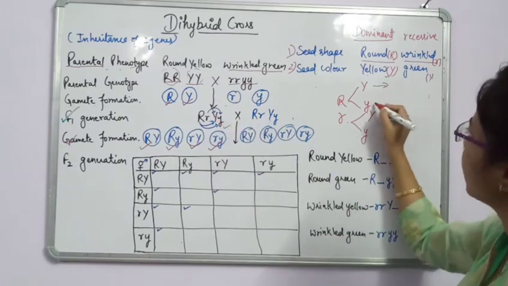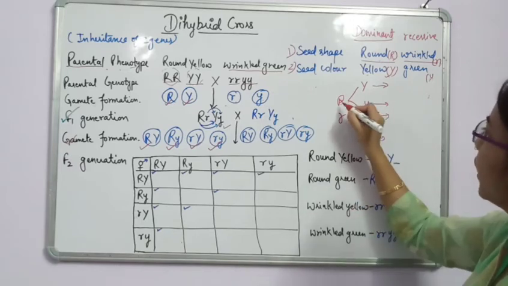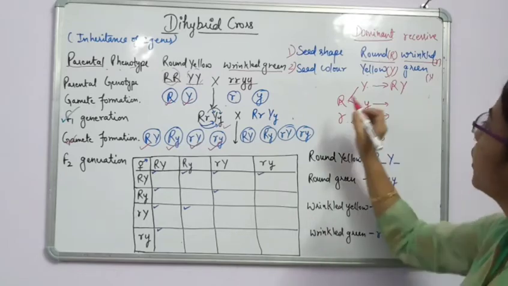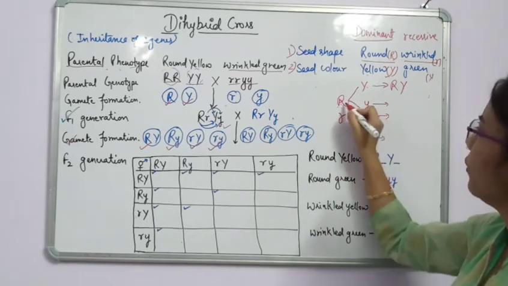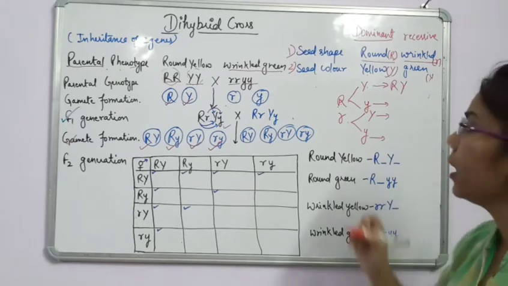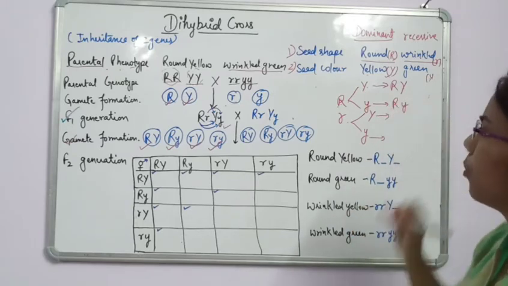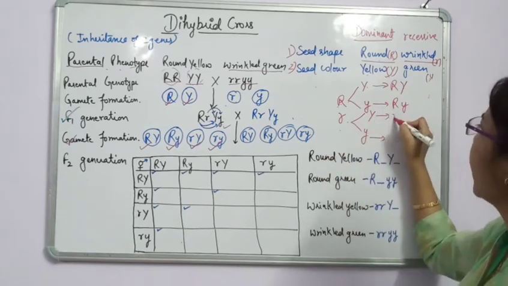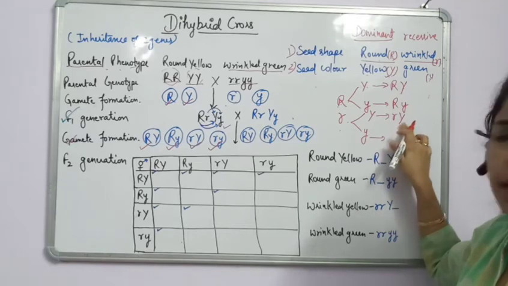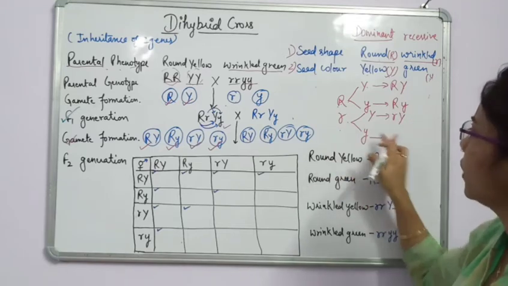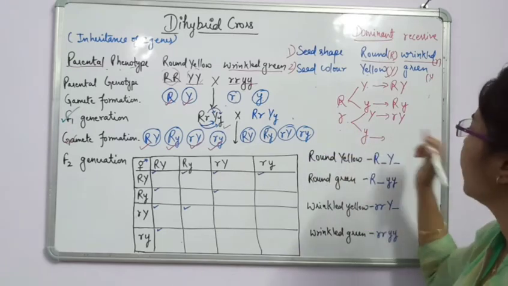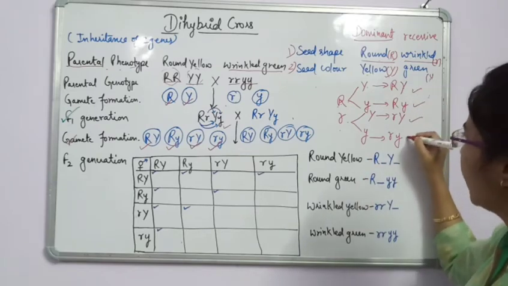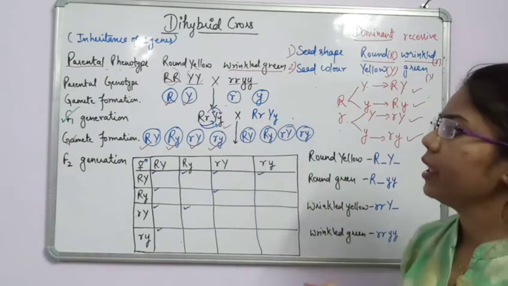Now if we join capital R with capital Y, what are we getting? Capital R, capital Y. Now when we combine this capital R with small y, what will we get here? Capital R, small y. Now small r, when it combines with capital Y, what will it form? Small r, capital Y. Again, in the fourth condition, when this small r combines with small y, it will form like this. So these are 4 types of gametes which we are getting in the F1 generation.